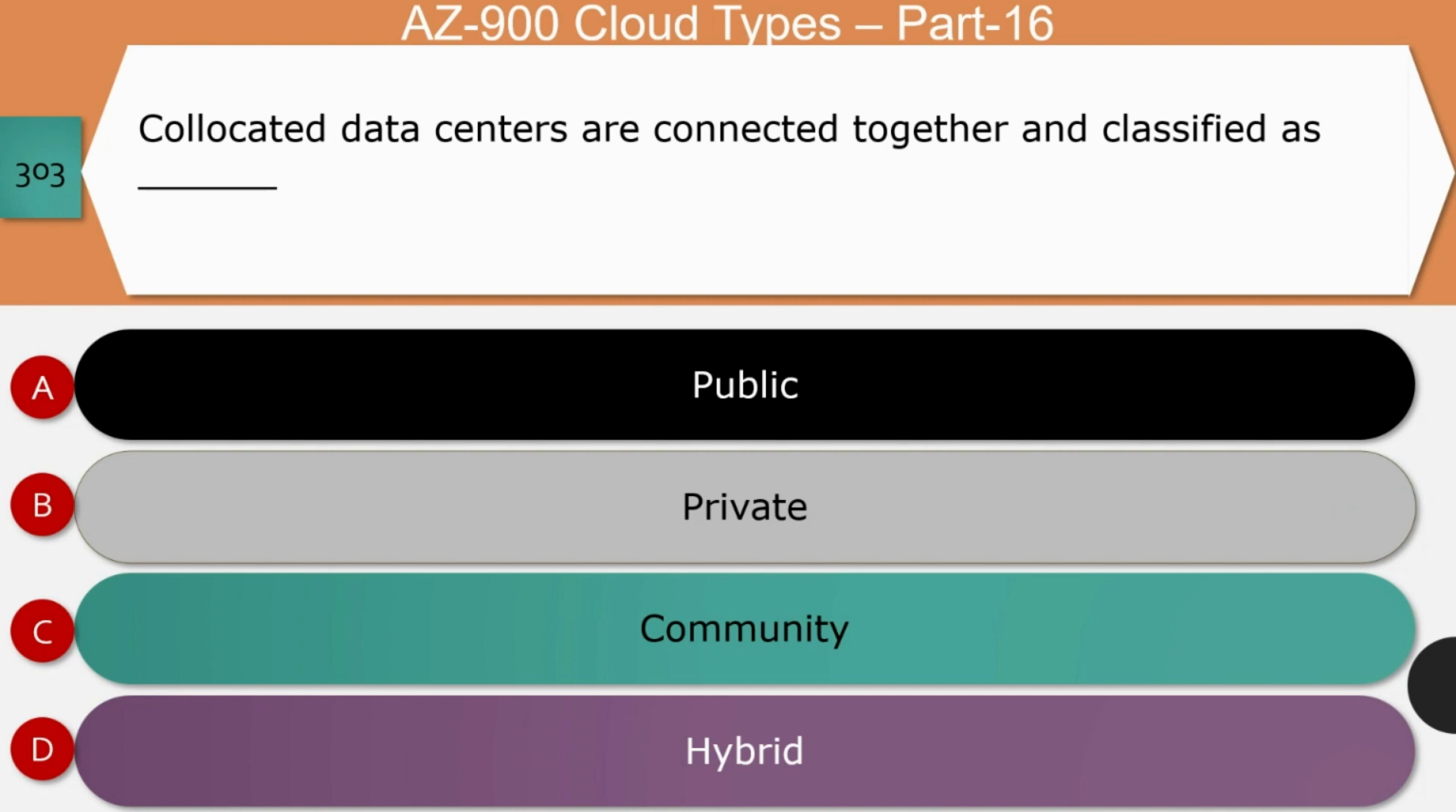Next question. Co-located data centers are connected together and classified as dash. Is it public, private, community, or hybrid? The right answer for this question is option B, that is private. Let's see the reason behind this. In public, hybrid, and community cloud models, the data centers need not be co-located. Whereas in the private cloud model, the data centers are ring-fenced and located near to each other and connected most probably with high-speed fiber net connectivity.